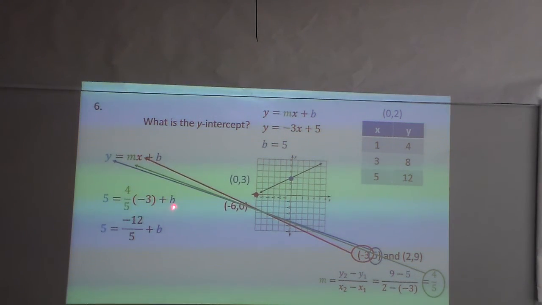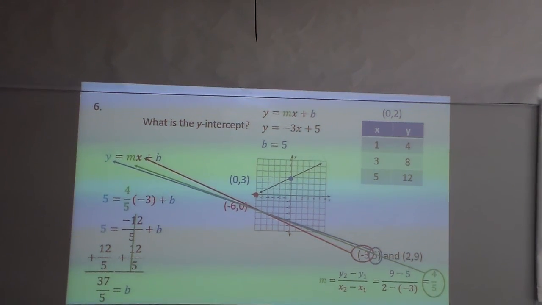So now I'm going to take negative 3 times 4/5, which makes negative 12/5. I need to add 12/5 to each side. Here's what I like about the calculators. If you just do 5 plus 12/5, especially with your calculator, it will tell you the answer is 37/5. That is your y-intercept, at 37/5.